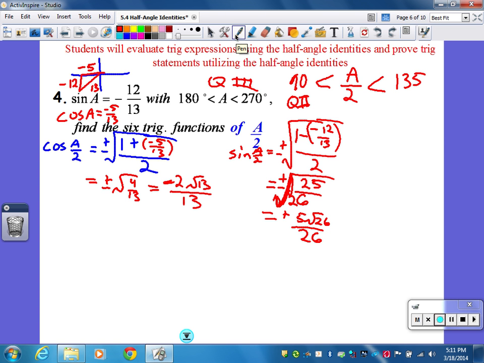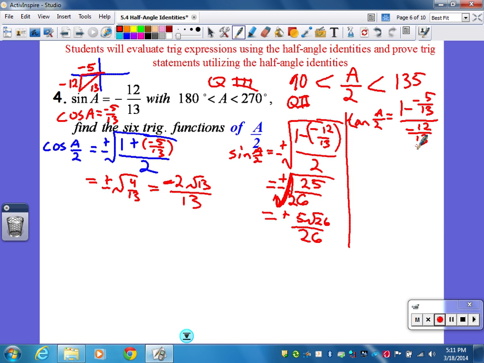Now tangent. Tangent is a little bit different once again. Tangent A over 2 is equal to 1 minus cosine, which is negative 5/13, all over sine, which is negative 12/13.